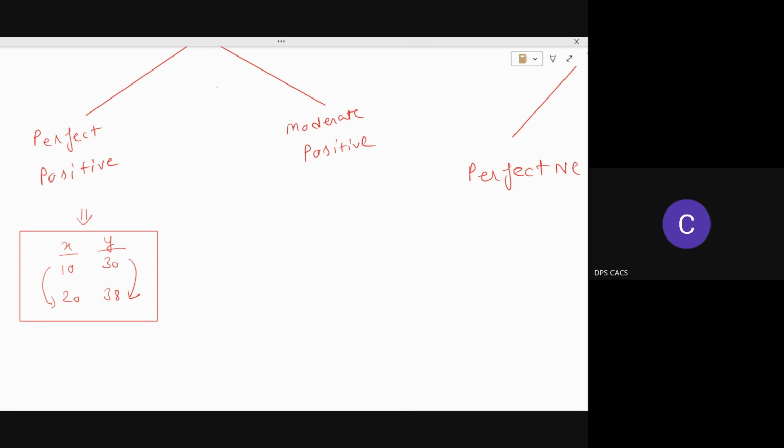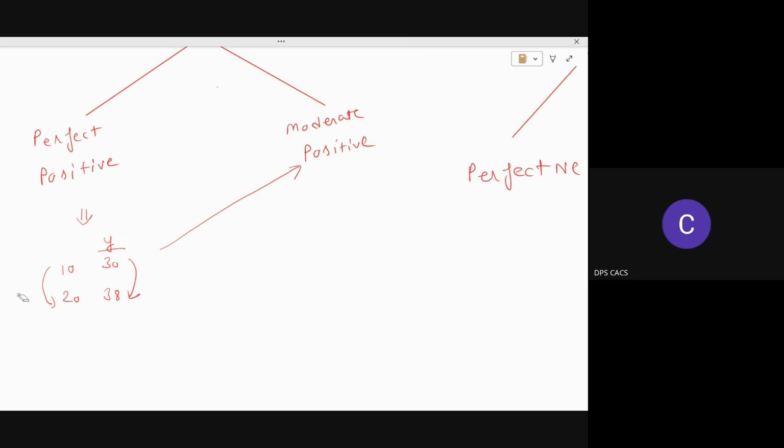At that time you call it what? Moderate positive. So if they are moving with same value, perfect. If they are not moving with same value, moderate. Any problem? So perfect positive means same direction, same value. Moderate positive means same direction, different value, right?